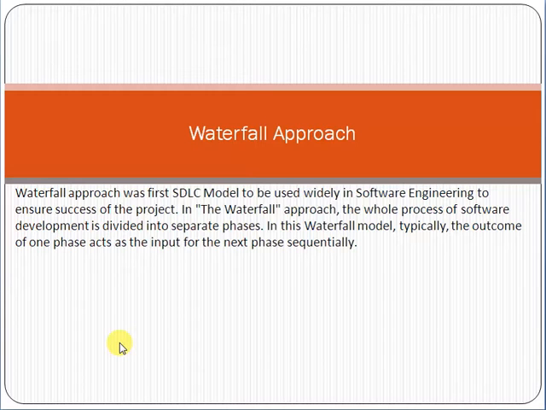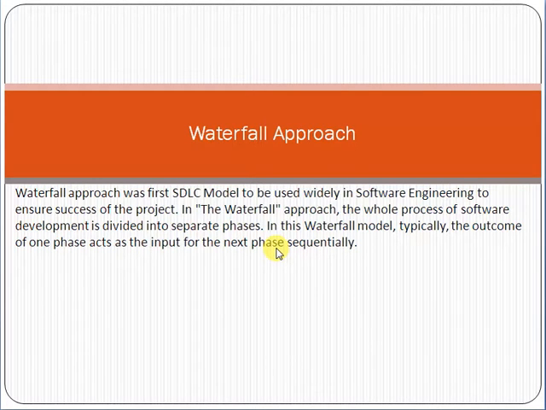Waterfall approach. Friends, the waterfall approach was the first SDLC model to be used widely in software engineering to ensure the success of the project. In the waterfall approach, the whole process of software development is divided into separate phases. In this waterfall model, typically the outcome of one phase acts as the input of the next phase sequentially. Friends, waterfall is basically an approach of software development through which we can manage a project. This is the traditional approach of project management.